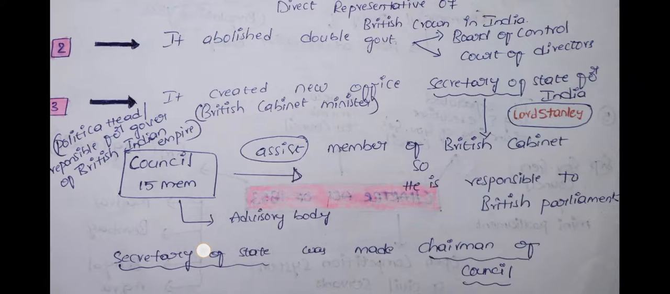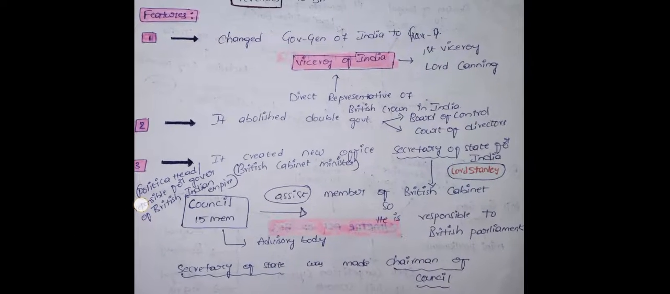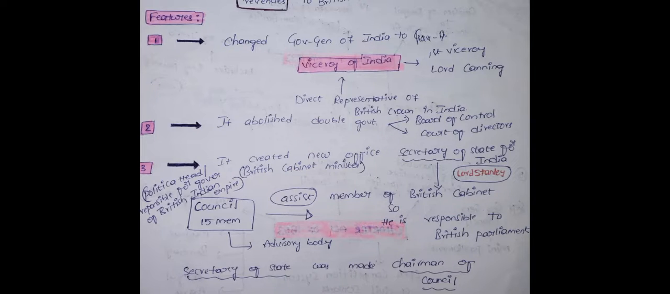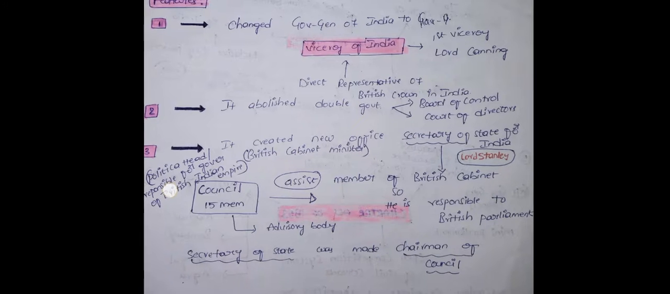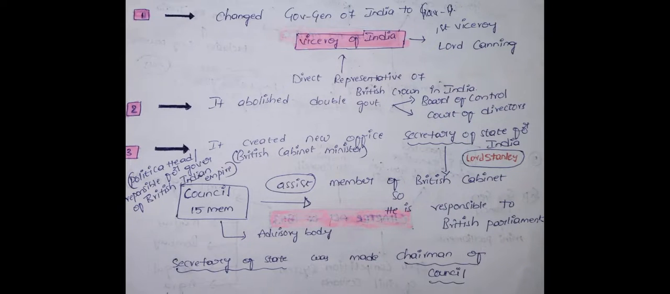You have to learn three topics under the Government of India Act 1858. Those are Governor General of India to Viceroy. Our first Viceroy was Lord Canning, and he is the direct representative of the British Crown. It abolished double government, those are Board of Control and Court of Directors, and it created a new office, Secretary of State for India.